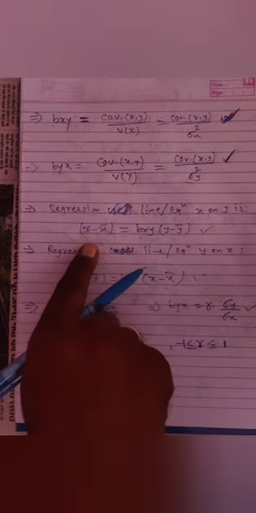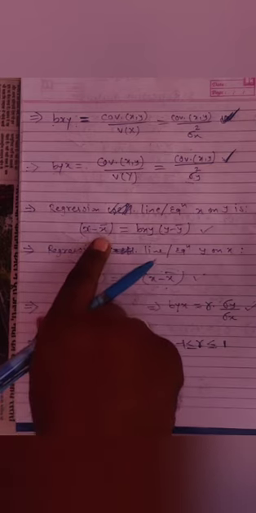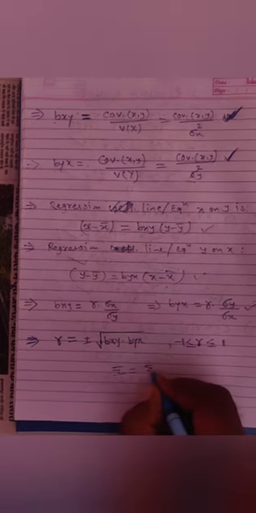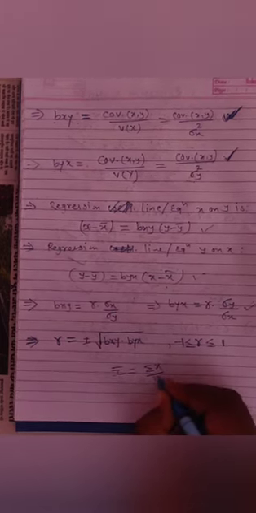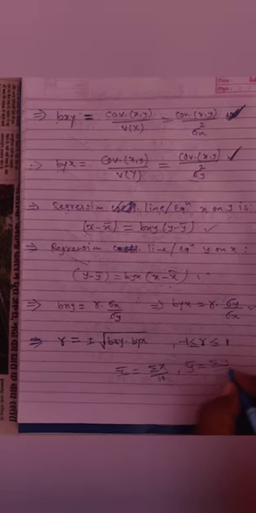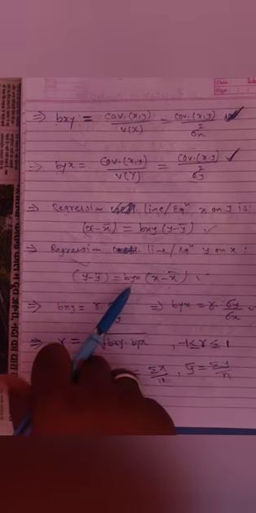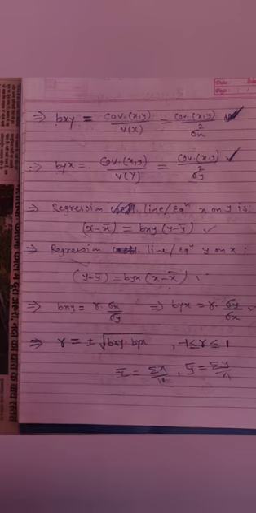Regression line or regression equation x on y is given by x minus x bar. Now x bar means the mean of x. Mean of x is given by the formula summation of x upon n, and mean of y for raw data is summation of y upon n. So here x minus x bar is equal to bxy into y minus y bar. This is the regression equation x on y, and regression equation y on x means start from y. So y minus y bar is equal to byx into x minus x bar.